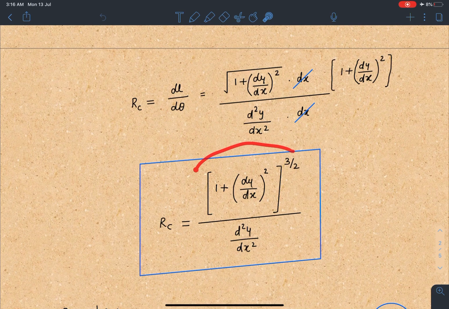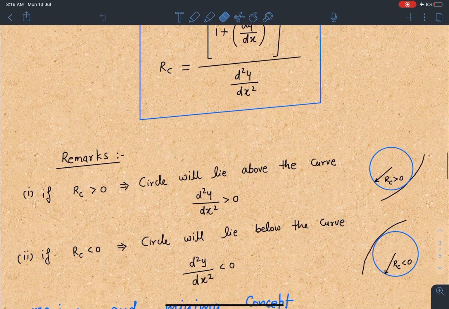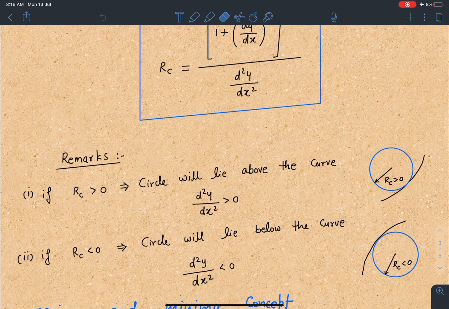If you see this top part in the numerator, this is always positive. But this part, the second derivative, can be positive, and it can be negative also. Now if d2y by dx square is positive, RC will be positive, and if d2y by dx square is negative, RC is going to be negative. So if RC is positive, the circle will lie above the curve. This type of situation we are going to get.